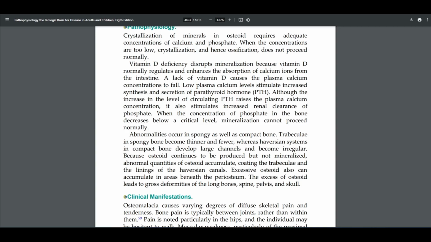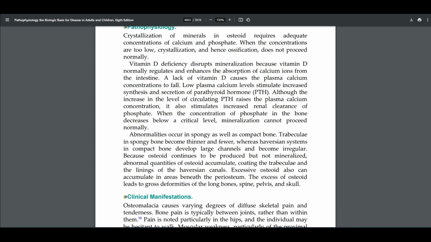Low plasma calcium levels stimulate increased synthesis and secretion of parathyroid hormone. Although the increase in the level of circulating PTH raises the plasma calcium concentration, it also stimulates increased renal clearance of phosphate. When the concentration of phosphate in the bone decreases below a critical level, mineralization cannot proceed normally.